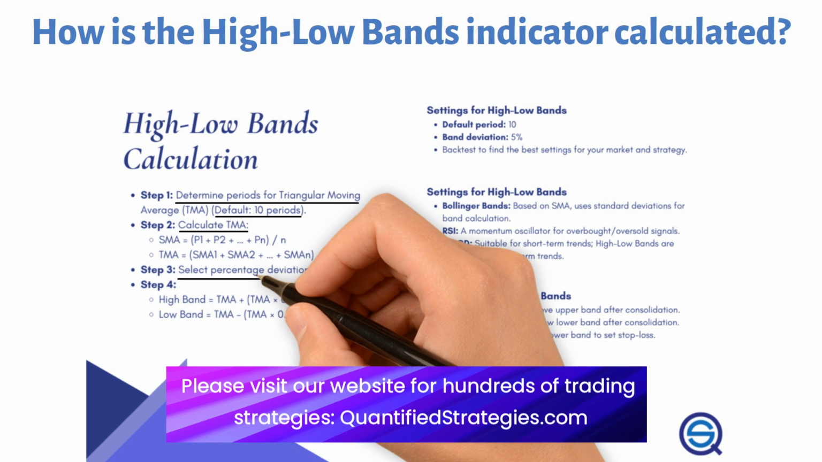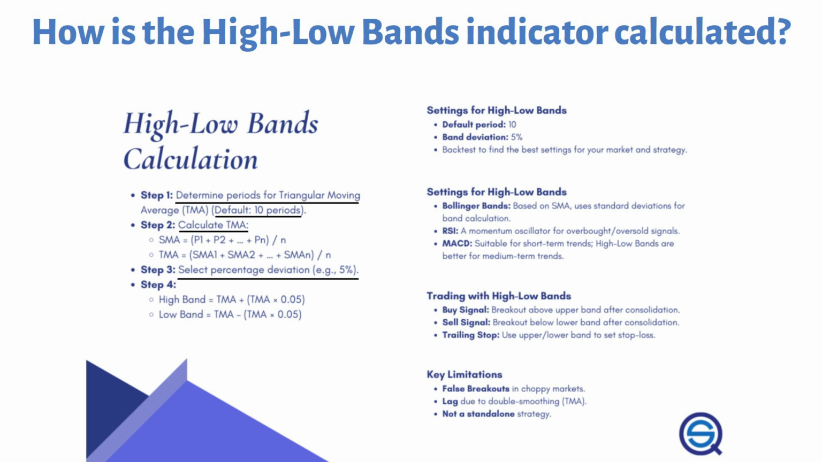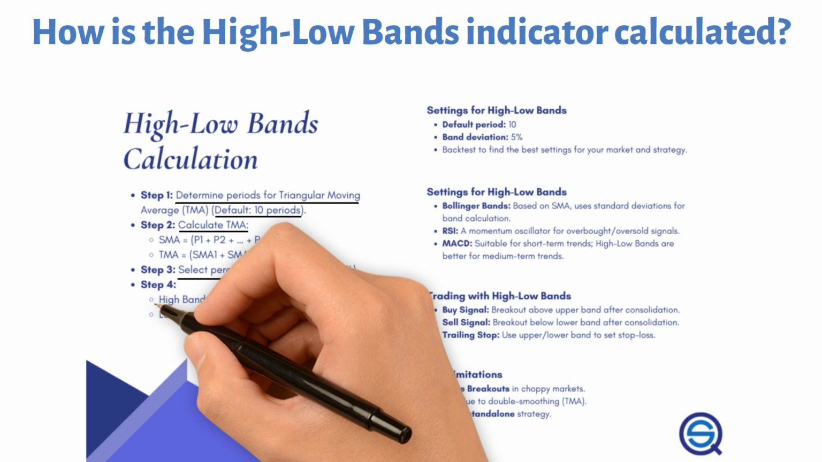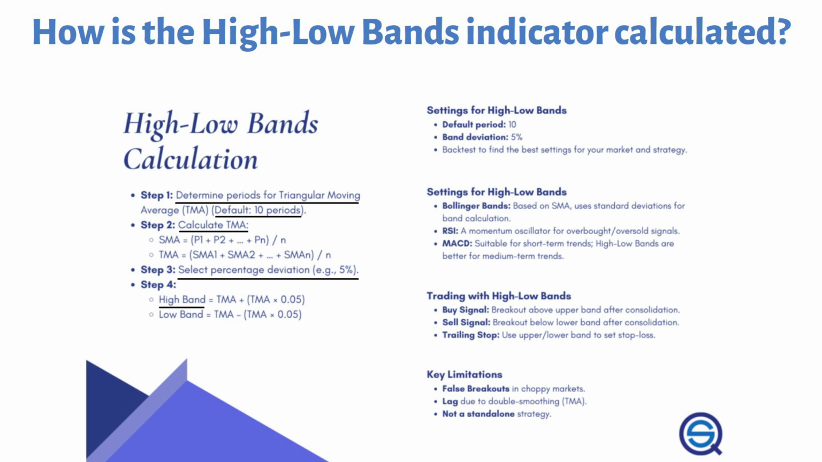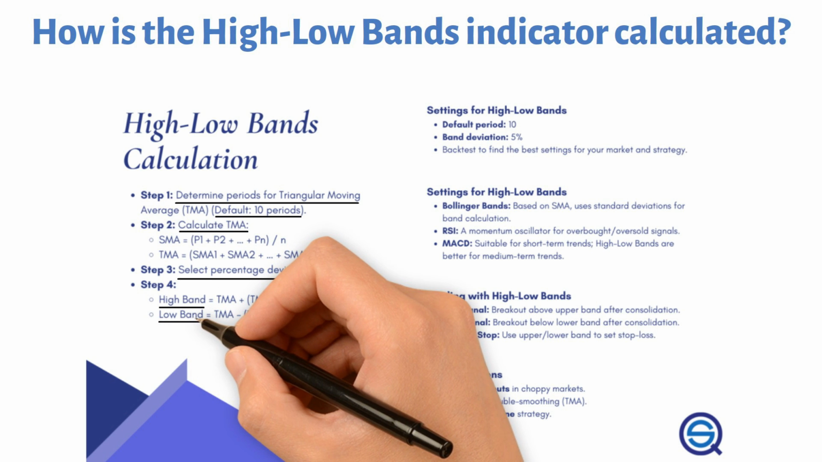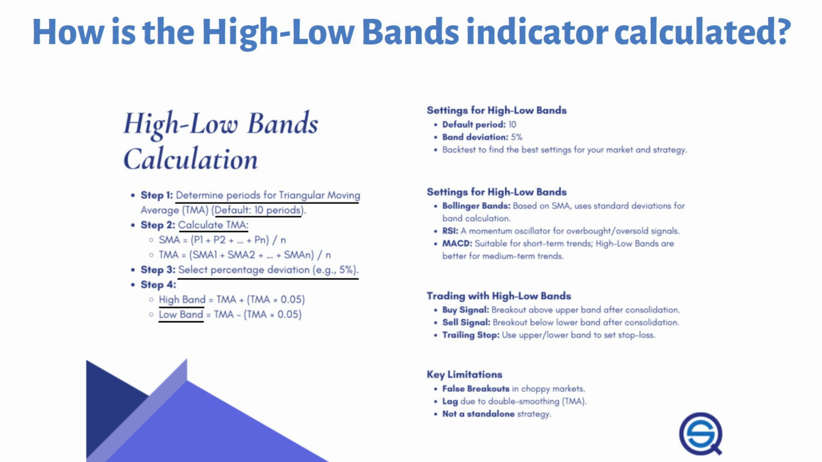Third, select the percentage deviation, say 5%. Fourth, calculate the high band by adding the percentage deviation to the TMA. Calculate the low band by subtracting the percentage deviation from the TMA.